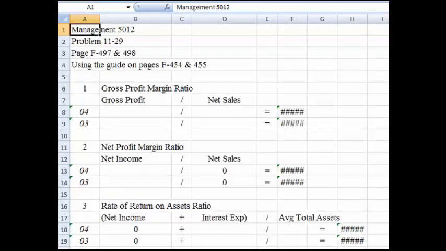Using the format on your screen, which is based upon the formulas on pages F454 and 455, the problem can be completed one ratio at a time. The first ratio, the gross profit margin ratio, divides the gross profit by the net sales. This ratio is a profitability ratio and is designed to show how much of the gross profit is being used by cost of goods sold, and how much is left to pay for the operations of the company.